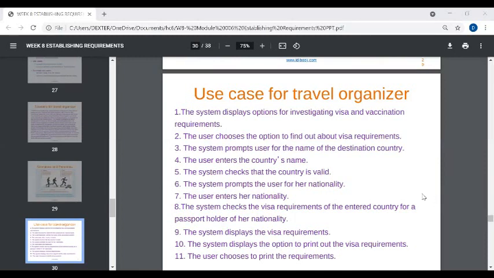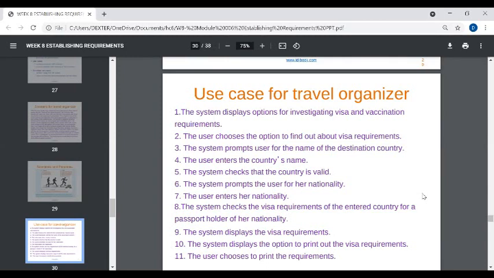So this is an example of a use case, a travel organizer. First, the system displays options for investigating the visa and vaccination requirements. Second, the user chooses the option to find out about visa requirements. Third, the system prompts the user for the name of the destination country. Then, fourth, the user enters the country's name.